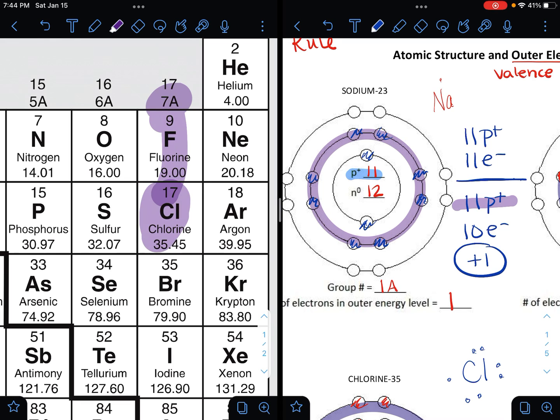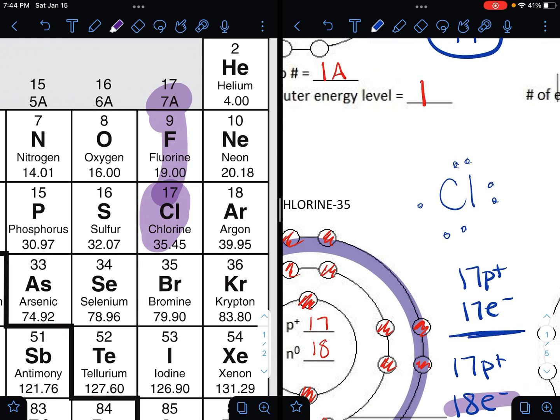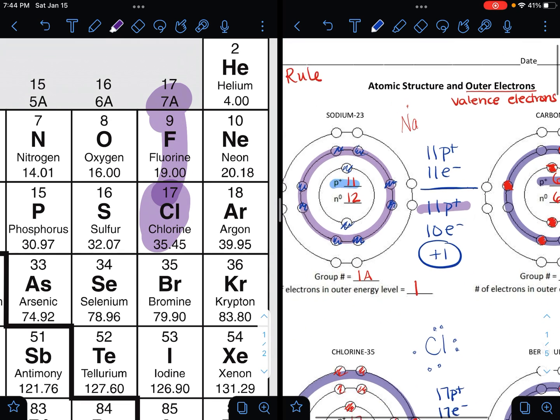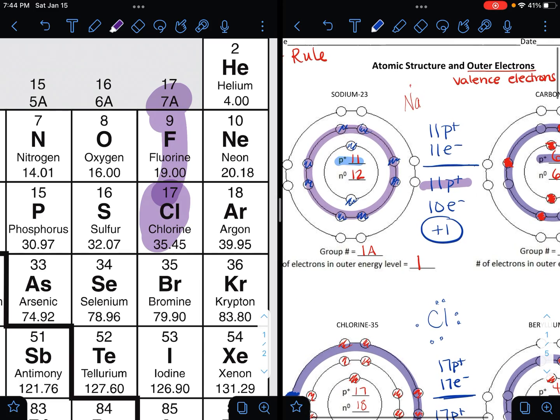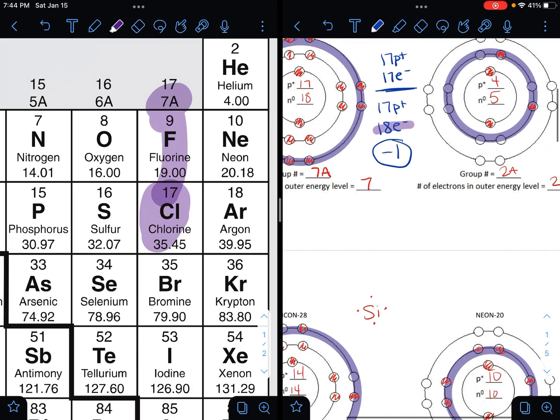So basically, when you lose an electron, your charge becomes positive. When you gain an electron, your charge becomes negative. And that's because what we can see right here, if you gain an electron, now you have more negative charge than you do positive charge. If you lose an electron, you now have more positive charge than you do negative charge. So sodium loses an electron to satisfy the octet rule. Chlorine gains an electron to satisfy the octet rule.